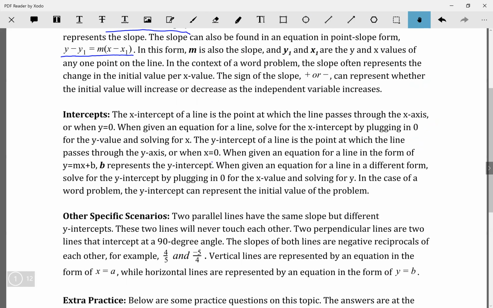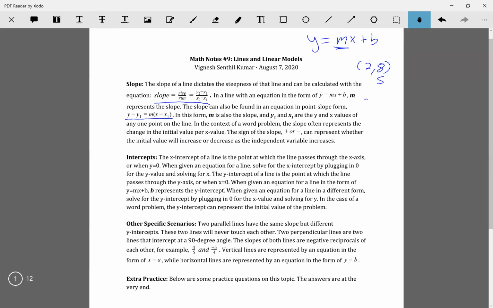Next we have intercepts. That is just the y-intercept and the x-intercept. The x-intercept is when y is equal to 0. So let's say you had y is equal to 5x plus 2. The x-intercept would be when y equals 0, so 0 equals 5x plus 2. And so x is equal to -2/5 if you solve for x. That's how you would solve for the x-intercept.